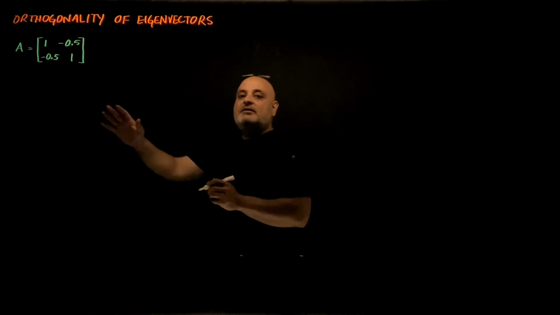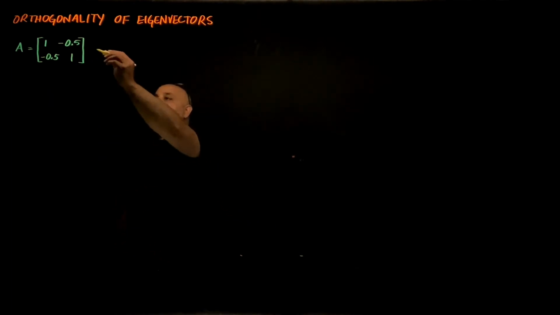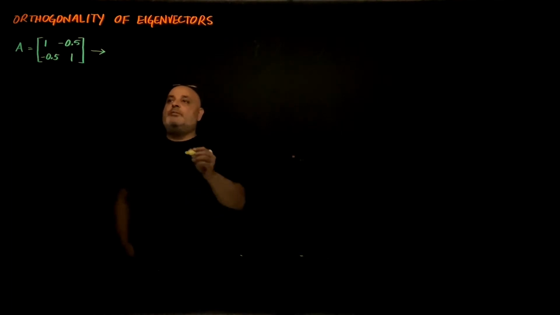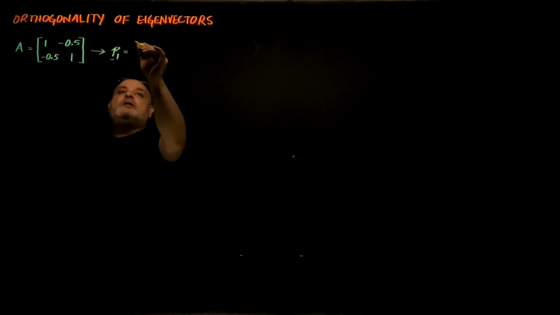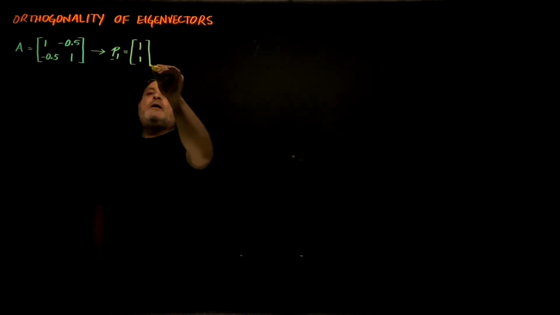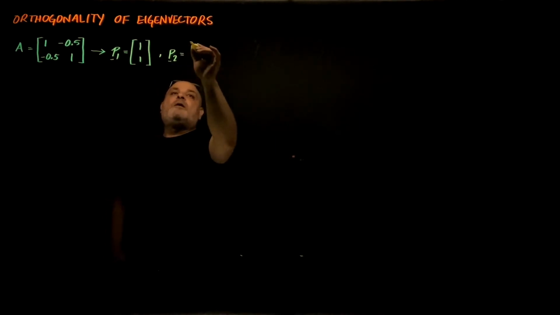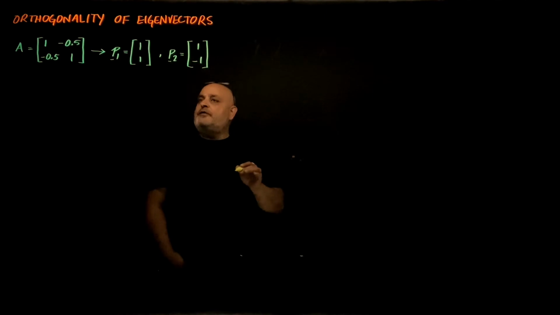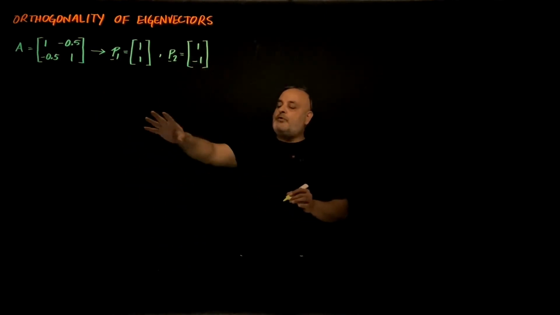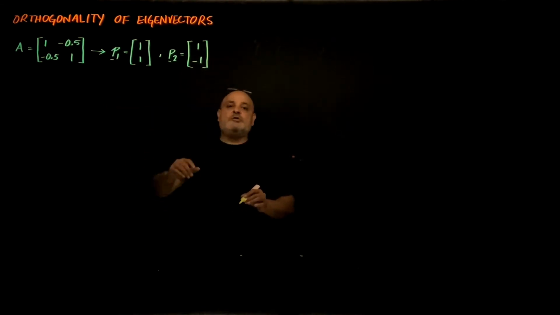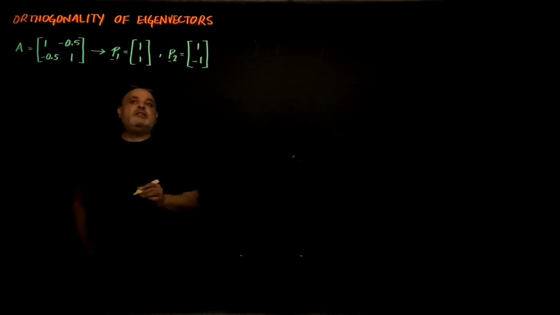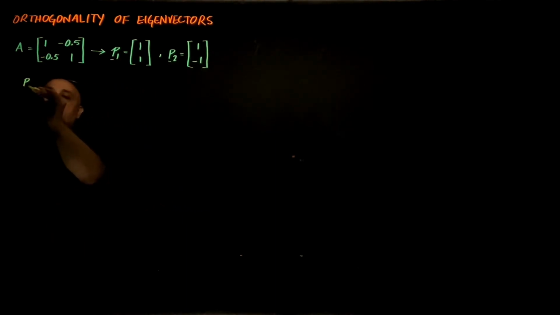Now, let me consider this simple 2x2 matrix: 1, negative 0.5, negative 0.5, and 1. If you go ahead and calculate the eigenvectors of this matrix, P1 is simply 1, 1, and P2 is 1 and negative 1. I chose this matrix carefully so that the numbers are simple to perform some calculations here. But this applies also to all matrices. Now, let me see if these eigenvectors are orthogonal with respect to matrix A. For example, if I take the product of P1 transpose A P2.